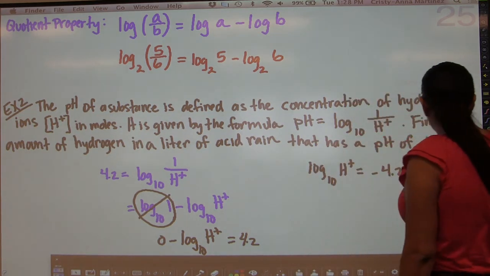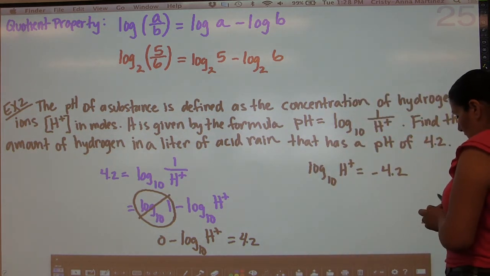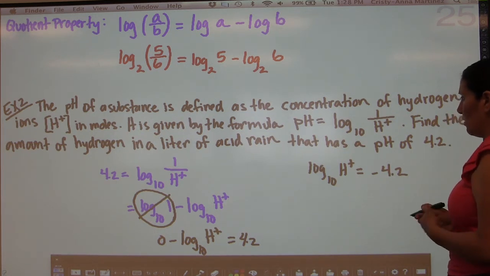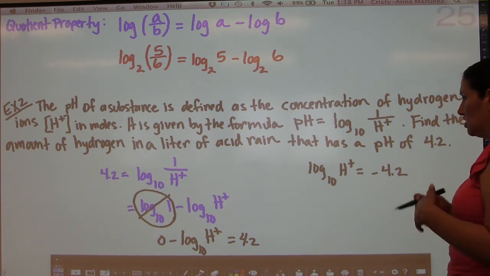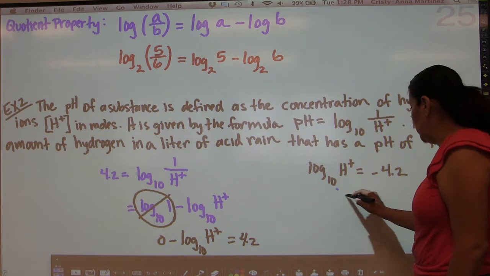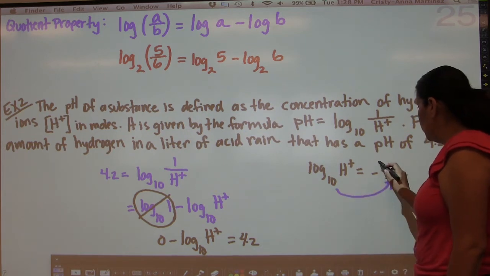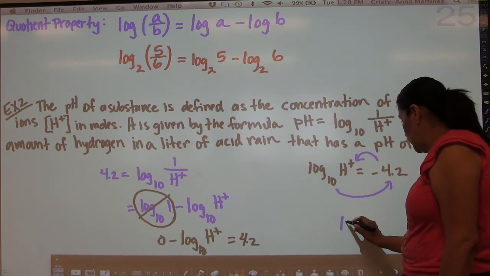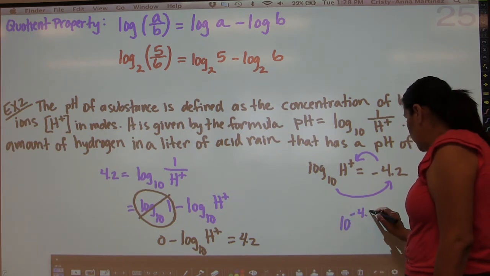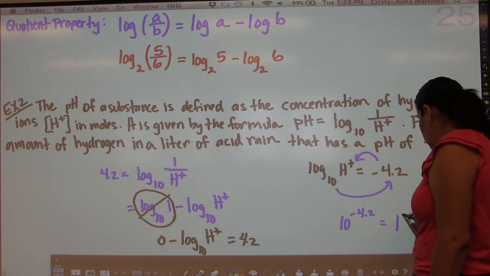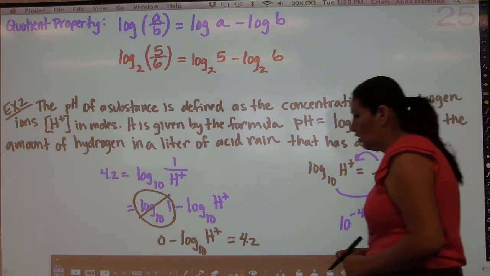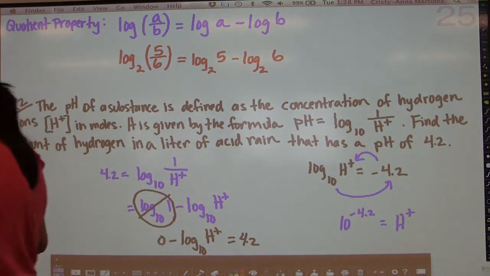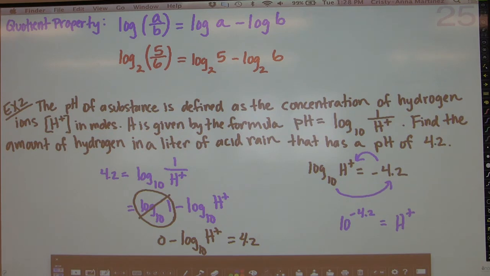And now we can use our ability to rewrite something in logarithmic form into exponential form. So it's 10 to the negative 4.2 power equals H plus, or hydrogen. So 10 to the negative 4.2 power equals H. So now we have written our logarithmic equation into an exponential equation, which will allow us to solve it a lot easier.